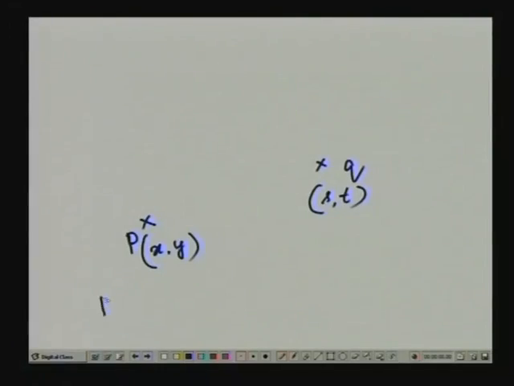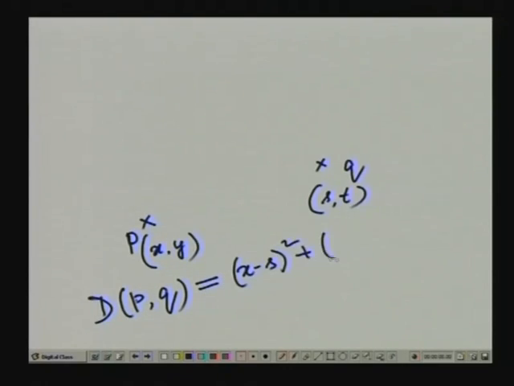if I have 2 points, say one point P and another point Q, and I know that the coordinate of point P is given by x, y, and the coordinate of point Q is given by s and t, then we all know from our school level mathematics that the distance between the points P and Q, which I represent as dpq, is given by the square root of (x minus s) square plus (y minus t) square. This is what all of us know from our school level mathematics.